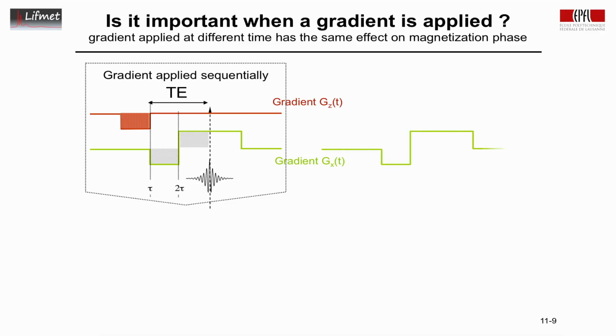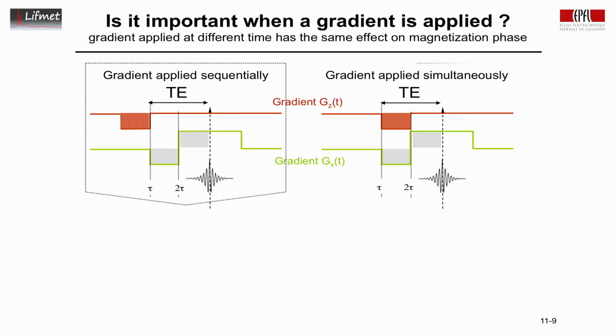Now we'll take the same experiment again. We have the gradient along x. We have echo formation. And we'll apply now this same gradient along z, but we will apply it at the same time as we apply the negative lobe of the x gradient. So everything is identical except the timing for the red gradient. Here's again the echo time te, and this is what we call the simultaneous application of the gradient.